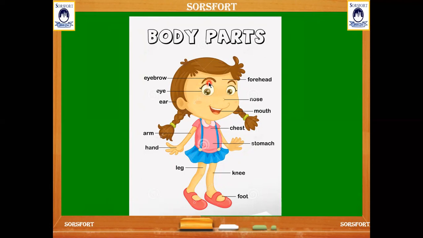up to her eyes. This helps her to prevent dust from entering into her eyes. You can see your eyebrows also. How many eyebrows do you have? Yes, everybody has two eyebrows. And this is the forehead. You can see this is the forehead.